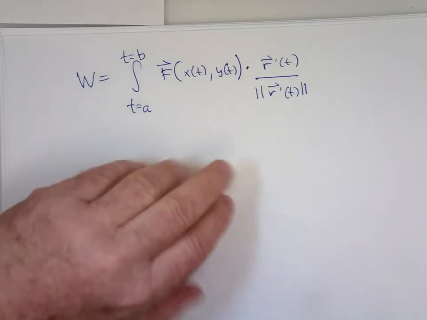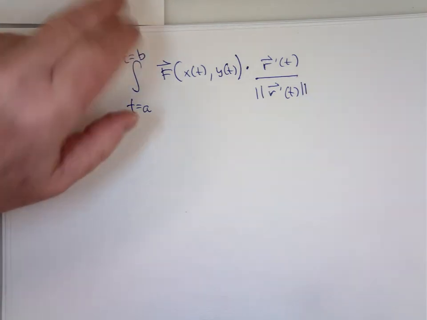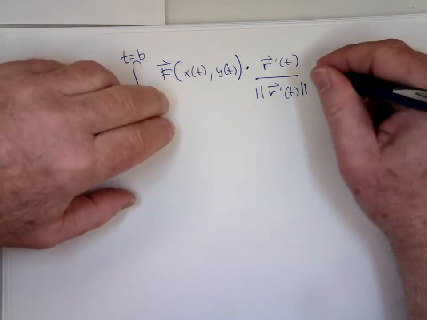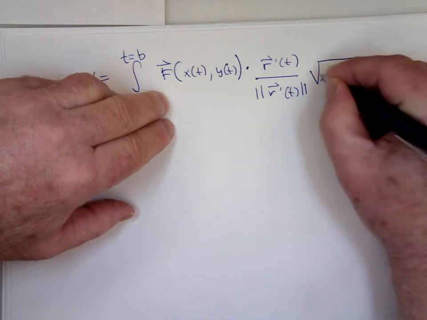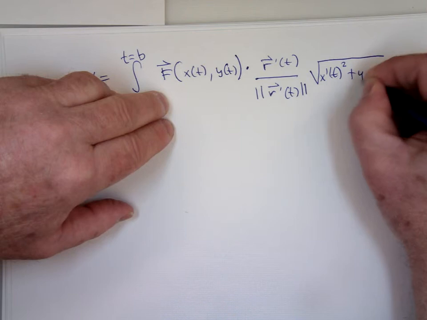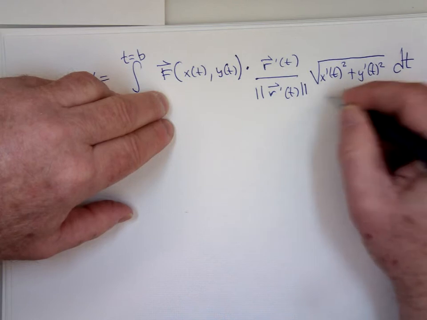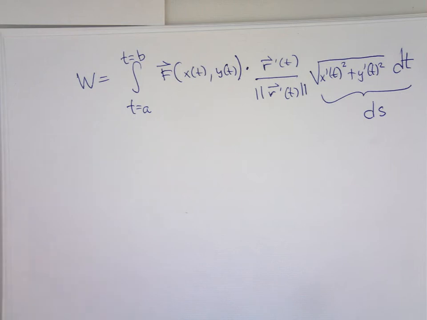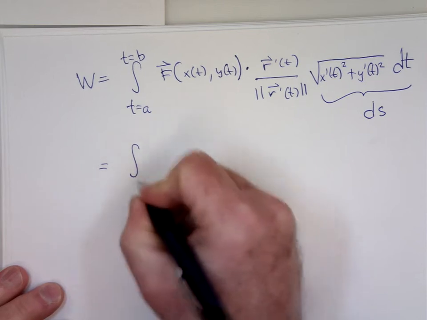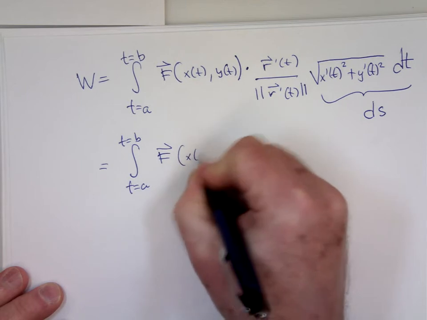What's ds equal to? What's that little element of the arc length equal to? We did this yesterday: it's the square root of x prime of t squared plus y prime of t squared, dt. This is what the ds is. That's an element of the arc length. Is everybody okay so far? All right, so here's what we have. We have the integral, t goes from a to b, wherever that is. We have our field in terms of t.